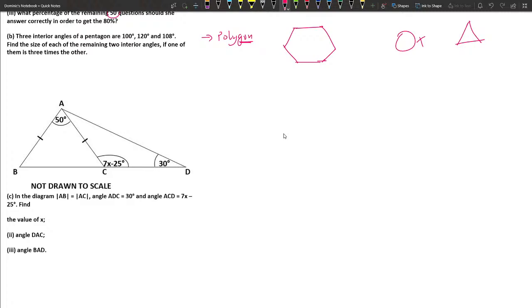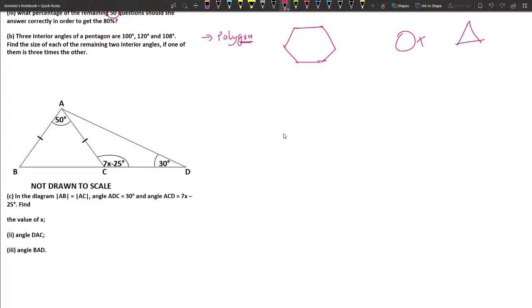So they are saying that 3 interior angles of a polygon are 100, 120, and 108 degrees respectively. I'm putting respectively there because of the degrees that I brought at the end. Find the size of each of the remaining 2 interior angles, if one of them is 3 times the other.